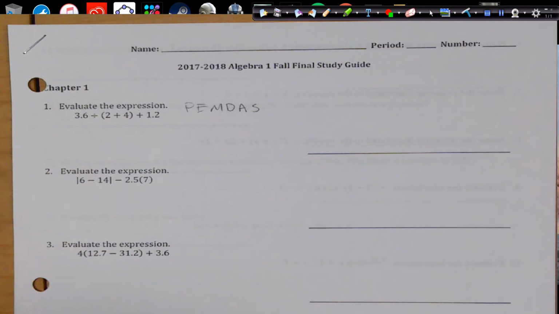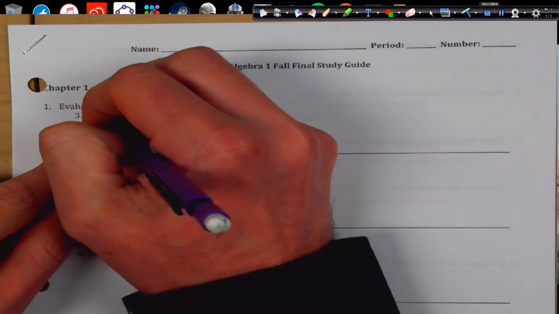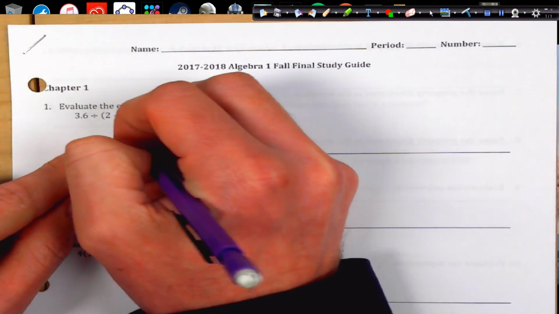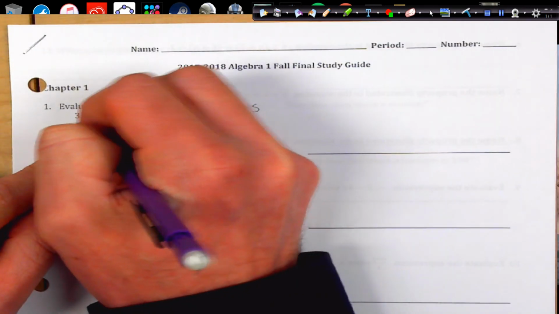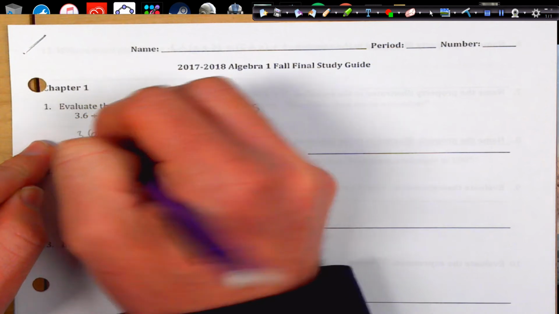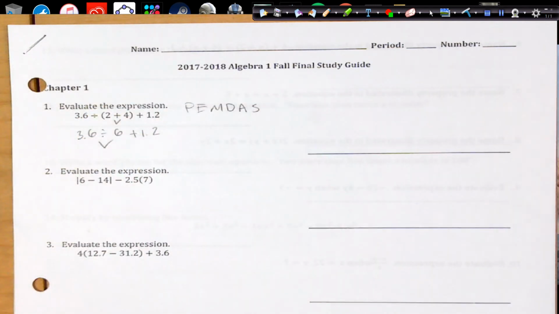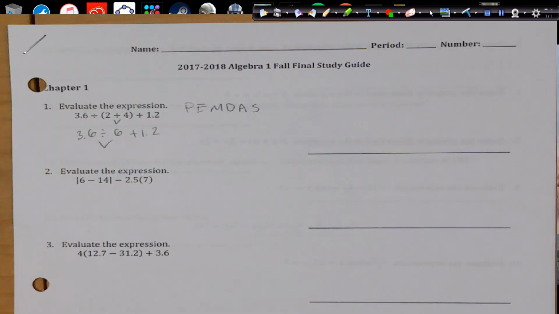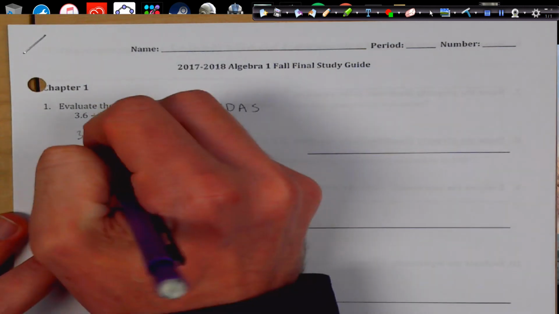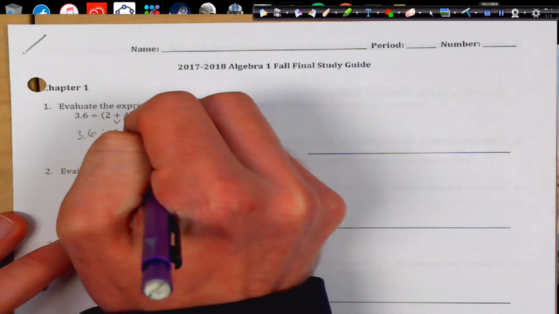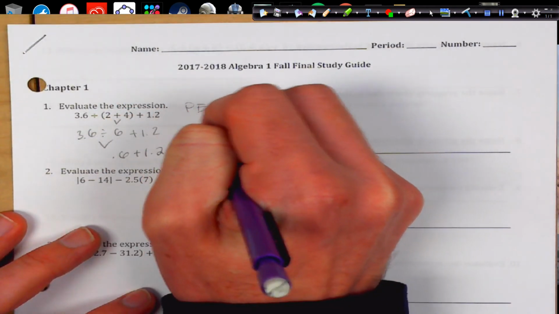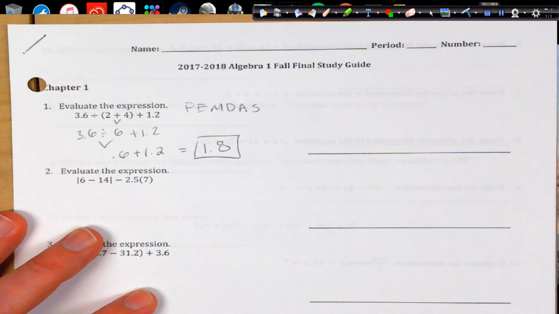Parentheses, exponents, multiplication, division at the same time, addition, subtraction. So parentheses first, I like using arrows. 6 plus 1.2 divided by 3.6. I have to do division before I do addition. So 3.6 divided by 6 is going to give me 0.6. So 0.6 plus 1.2 is going to leave me with 1.8. So 1.8 for that problem.